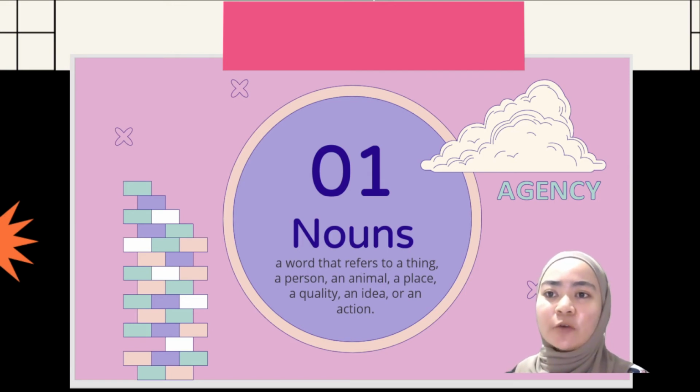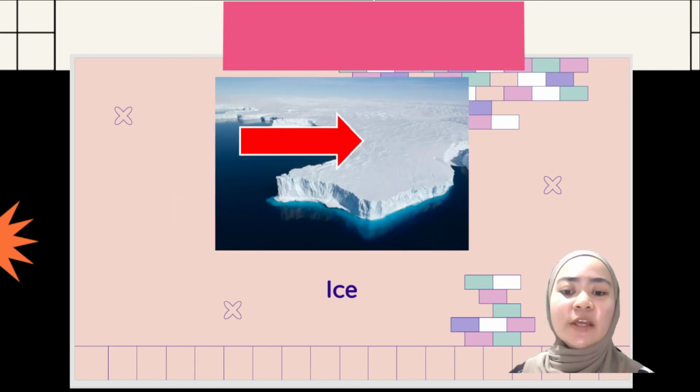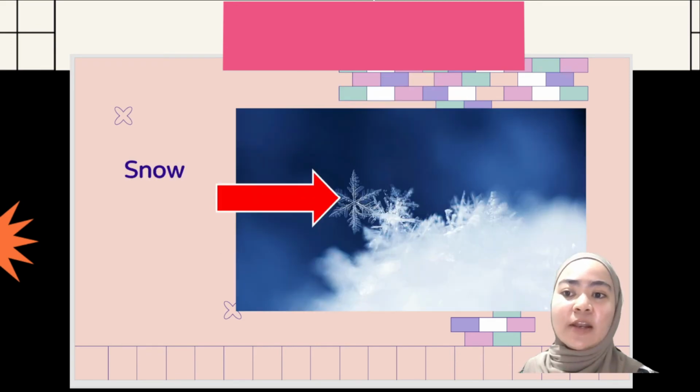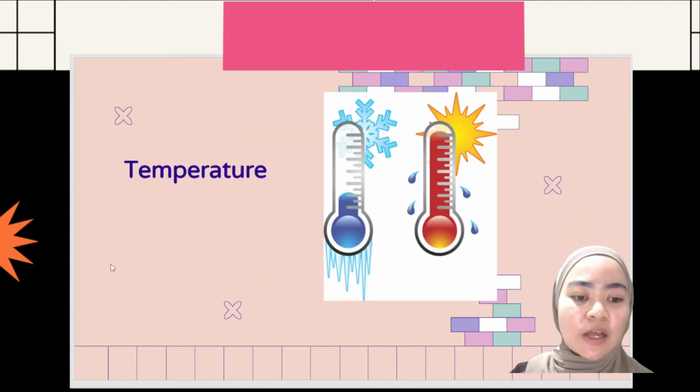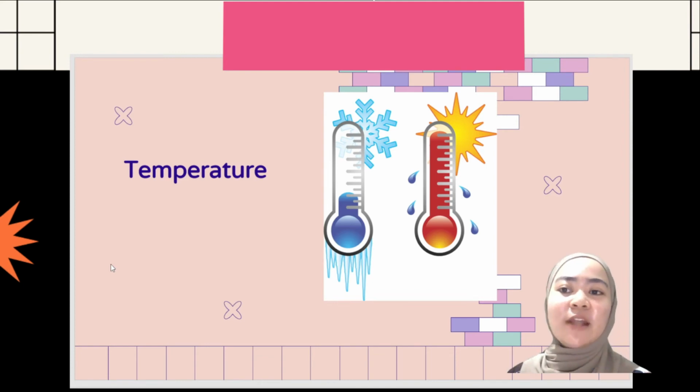Next, we are going to look at examples of nouns. The first one is eyes. Look at the arrows. That is eyes. Next one is snow. The third one, Asri Hafizi, can you tell me what is the third noun? Temperature. Good job. Thank you, Asri.